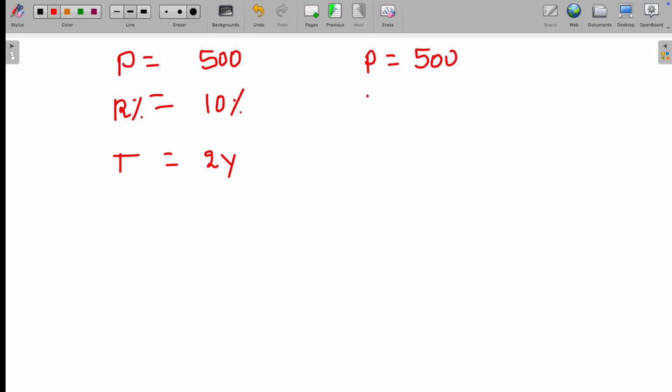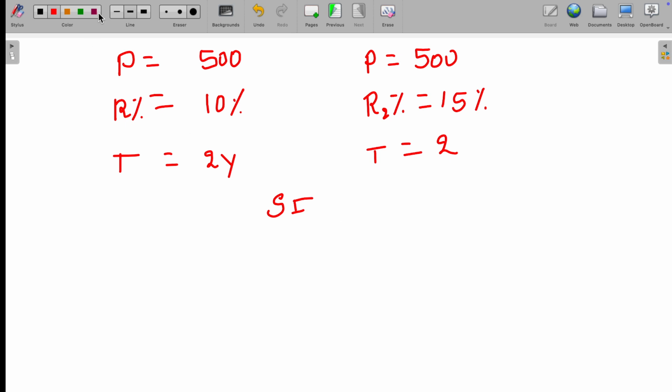In scheme 2, I have invested at 15% per annum. Time is the same number of years. What is the difference between SI in both the schemes?